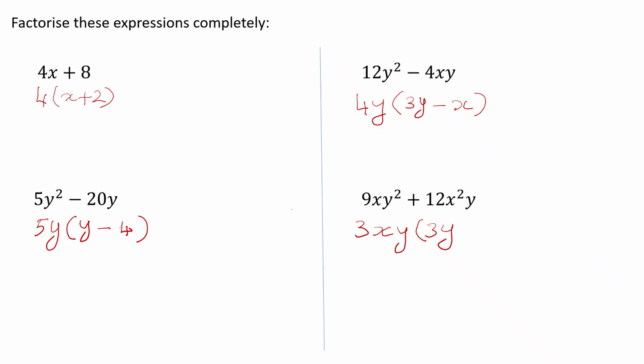3y plus 3 times 4 is 12. Here x squared, so 1x is outside the bracket, so we need to put x. If you multiply again, expand the bracket, 3 times 3, 9, xy squared, plus 12x squared y.